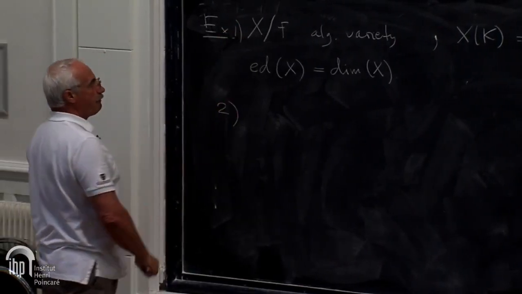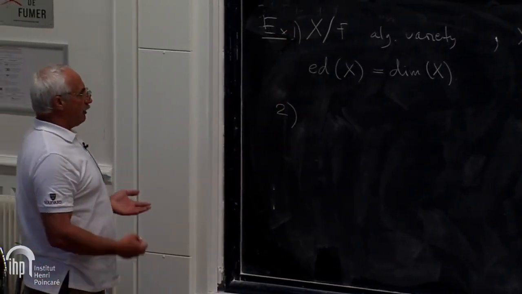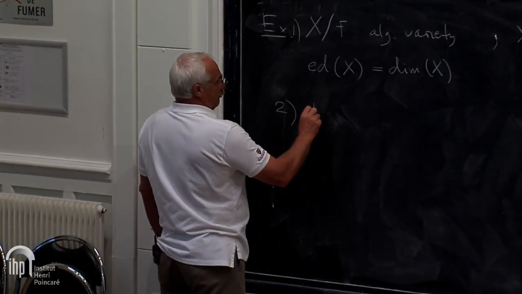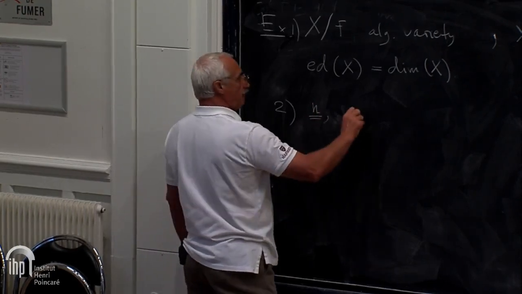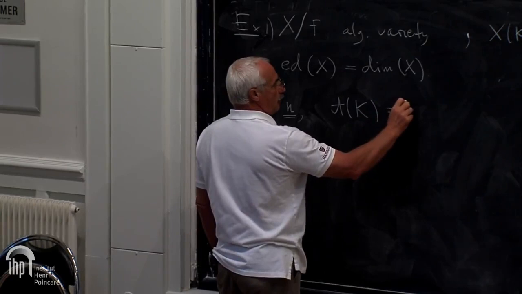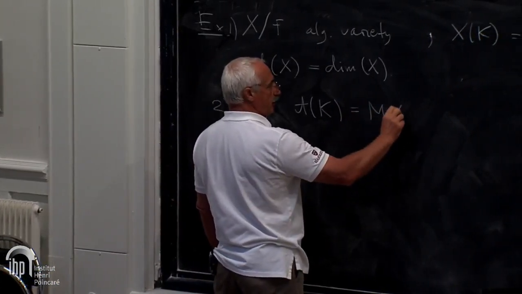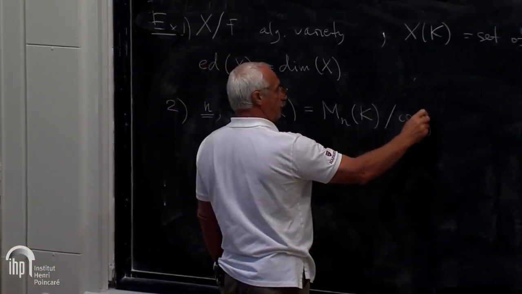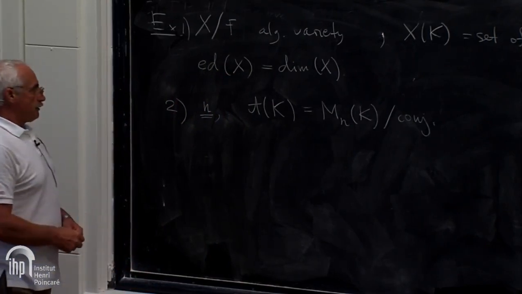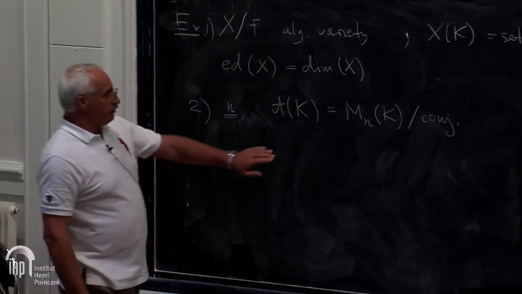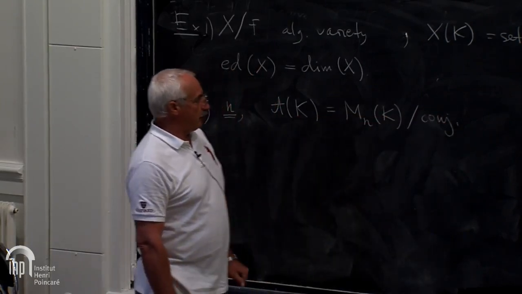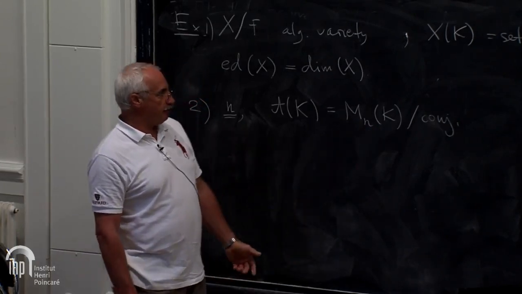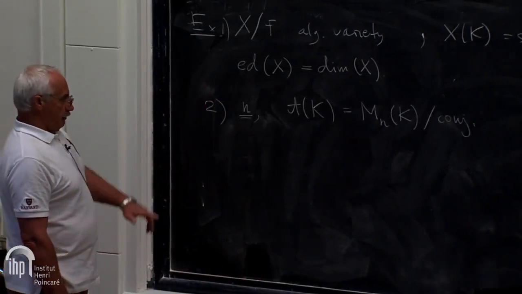Well, the second example shows how to approach the calculation of essential dimension in general. So you fix an integer n, and the functor takes a field K to the set of similarity classes of n by n matrices over K, M_n of K modulo the conjugation. So what's the essential dimension of that functor? If you delete this conjugation factorization, then of course it will be n squared, because this is the set of points of an n squared dimensional variety.